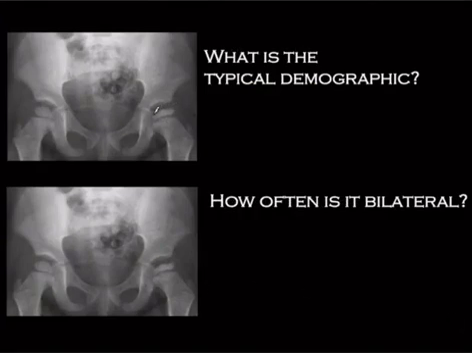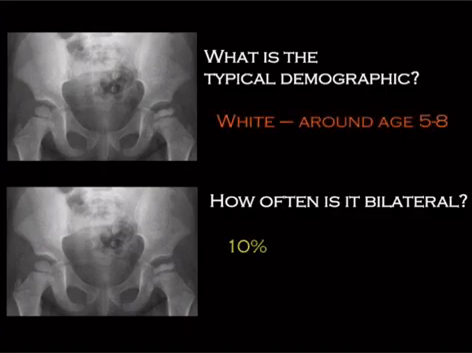So this one, we've got flattening of the femoral head, and we said that was Perthes. So when do you typically see that? What's the time frame, and what's the demographic? So this is a white person, 5 to 8. And how often is it bilateral? About 10% of the time. So not that often. It happens, but not that often.